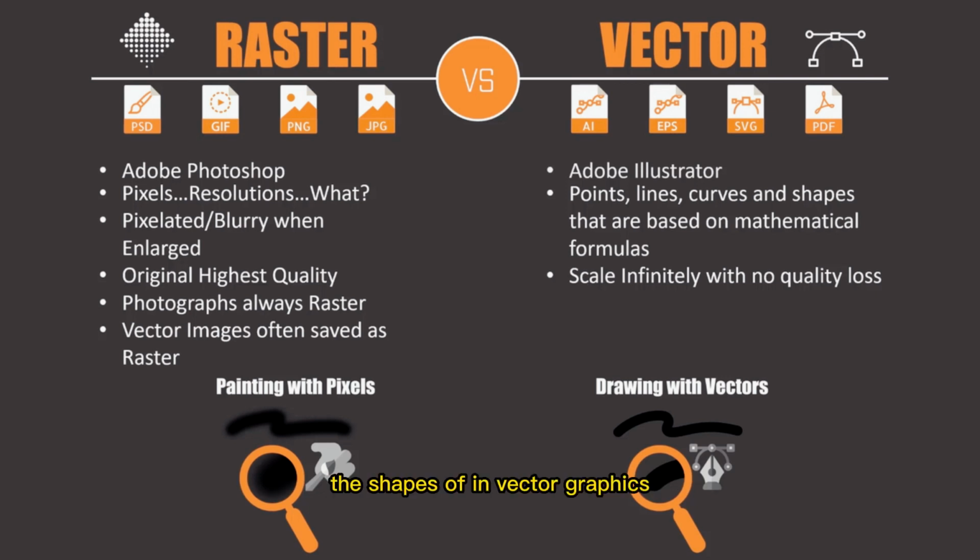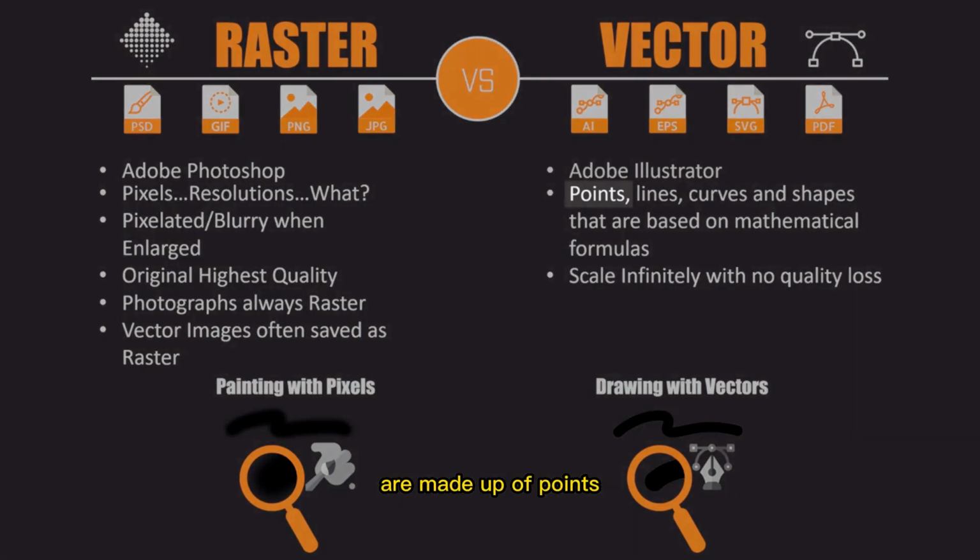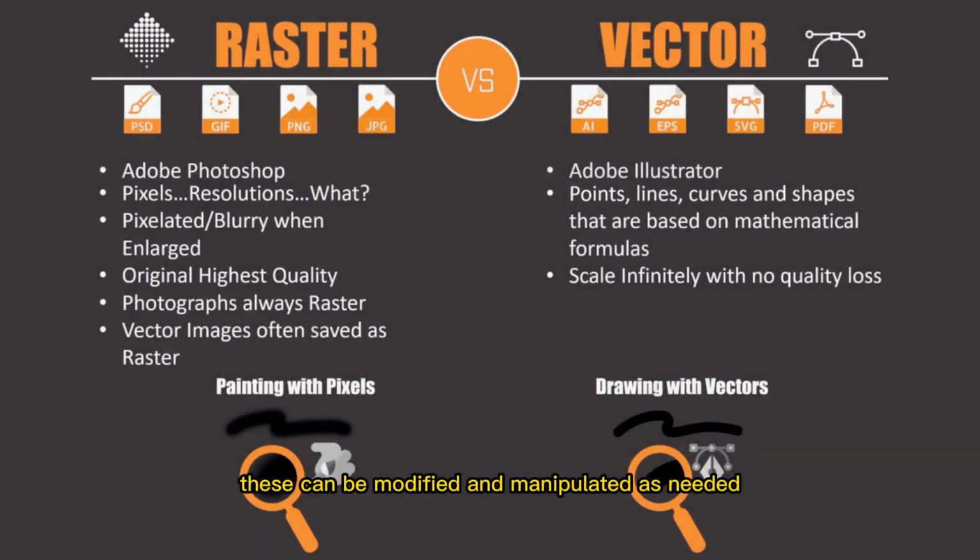The shapes within vector graphics are made up of points. These can be modified and manipulated as needed, without the artwork becoming pixelated in any way. For this reason, logos should always be vector. You never know how big or how small you might need to make it in the future, so it's always something that needs to be able to scale up or down.